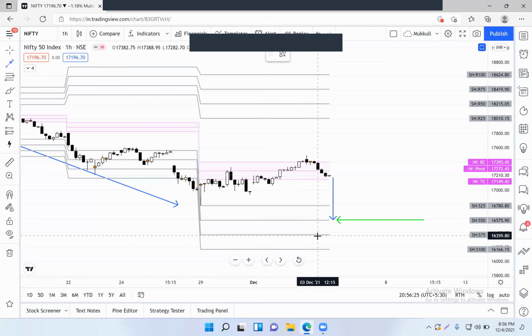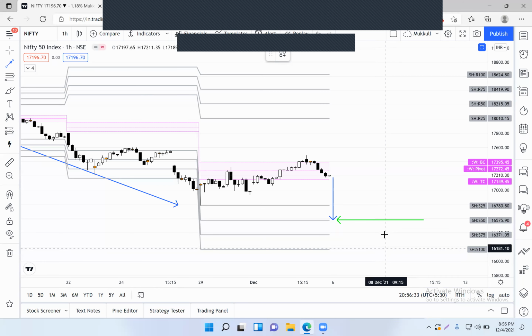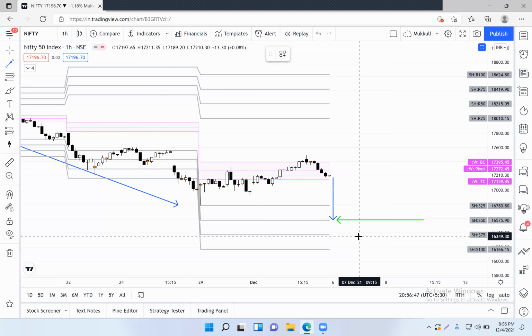ऐसा नहीं है कि if the price is breaking this particular extension, that is 16,371.05, okay, that is 16,371, if it breaks, you just have to exit the particular trade. No, okay, if you have taken an entry here, unless and until any 1 hour candle closes below this particular level, okay, then only you will exit this particular thing.